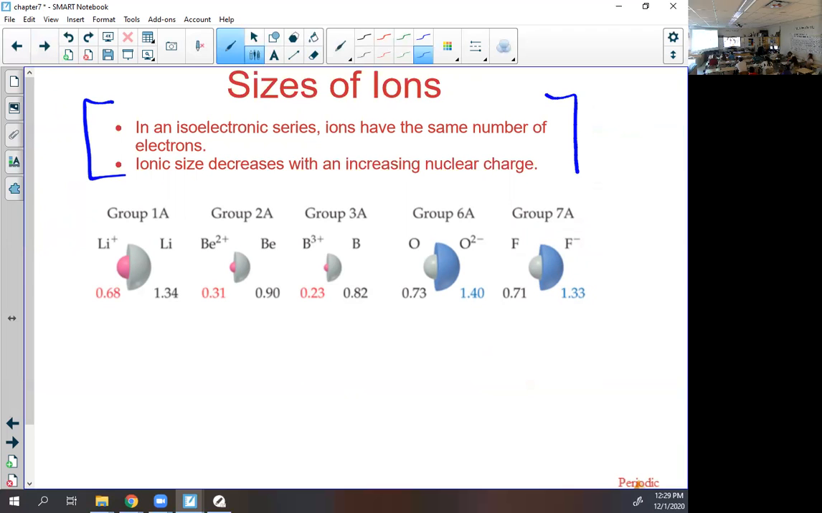This is an interesting thing. I have seen it on the AP test once before. It's not on my test, but just so you know, in an isoelectronic series, ions have the same number of electrons. Iso means same, electronic means electrons. Ionic size decreases with an increasing nuclear charge. So write it down and we'll talk about it for a second.